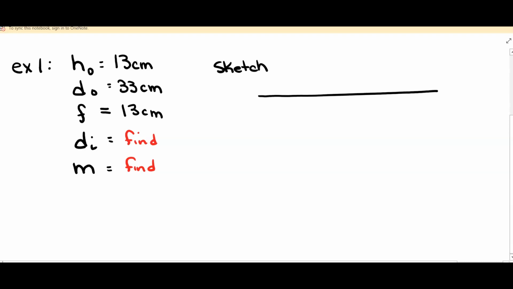Let's work through an example using the Lensmaker equation and the magnification equation. In this example, we've been told that the object's height is 13 centimeters. HO is object's height. The distance the object is from the lens is 33 centimeters. DO is the distance of the object from the lens. The focal length of the lens is 13 centimeters. You're being asked to find where the image will form and what the magnification is.